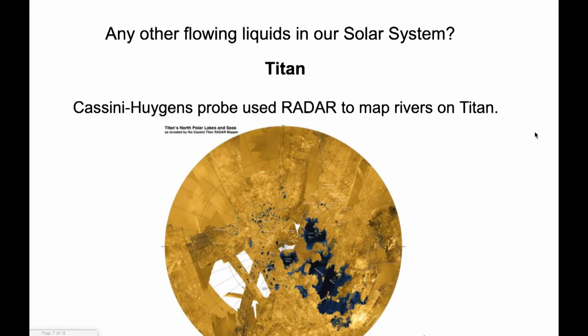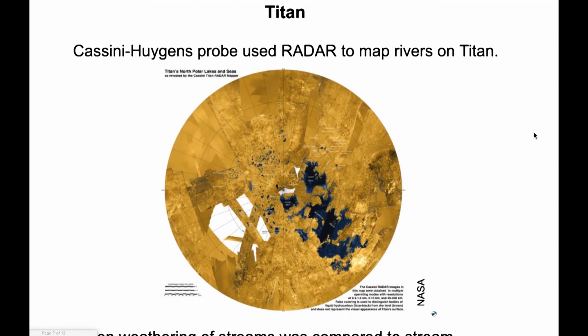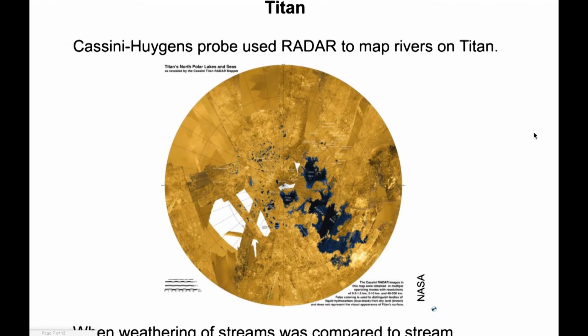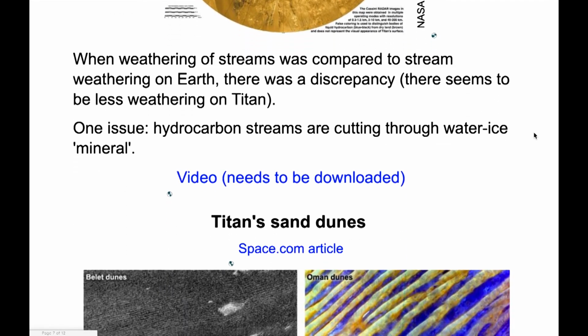Now, can you think of any other flowing liquids that could exist in our solar system? We know that they existed in the past on Mars, most likely. The Cassini-Huygens probe used radar to map rivers on Titan. Rivers on Titan aren't made of liquid water, they're made of hydrocarbons, liquid hydrocarbons like methane and ethane.